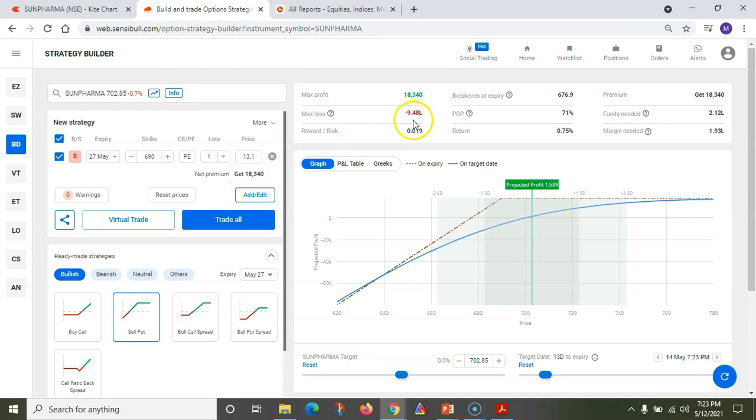What is the maximum loss? It is giving a theoretical maximum loss if Sun Pharma goes to 0 rupees, which will never happen, but still that is the maximum loss that you can get. My maximum profit is limited, that is equal to the premium that I am collecting. But the point to note here is, what is the probability of profit? That is 71%, whereas in buy it was 37% and with the cover it was only 44%, but here the probability increased to 71%.